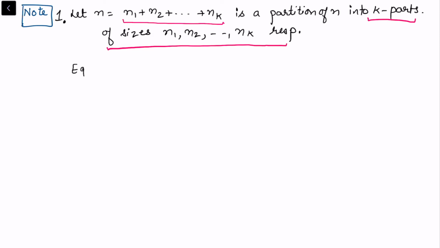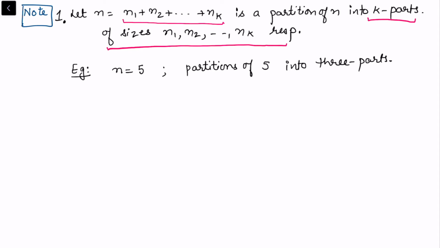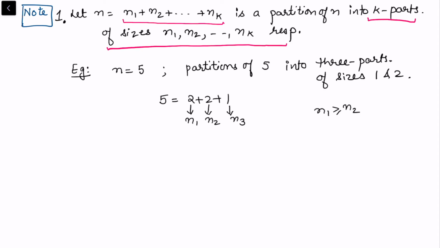For this, we can consider an example. Say I take n equal to 5 and I want to write partitions of 5, say partitions of 5 into 3 parts, of sizes 1 and 2. So I can write 5 as 2 plus 2 plus 1. Here this is the value for n1, this is for n2, and this is for n3. Remember, in the definition we said n1 is greater than or equal to n2 is greater than or equal to n3. So the strict inequality is not there. We can always take the part sizes as equal.